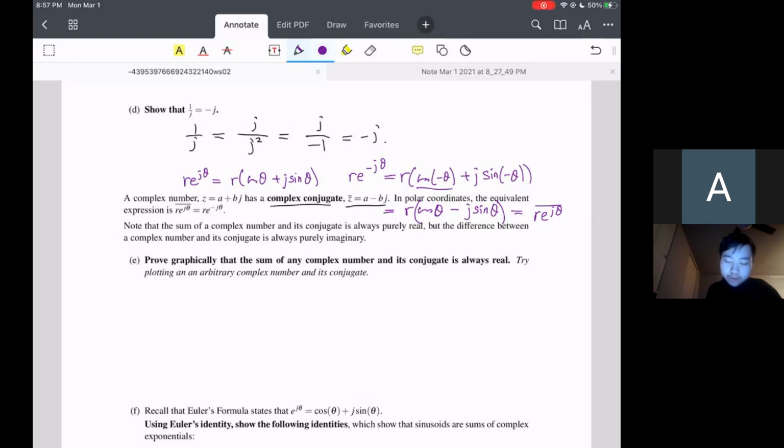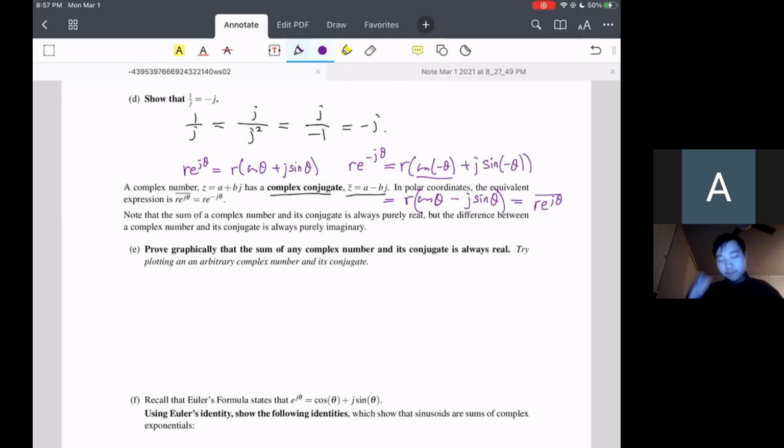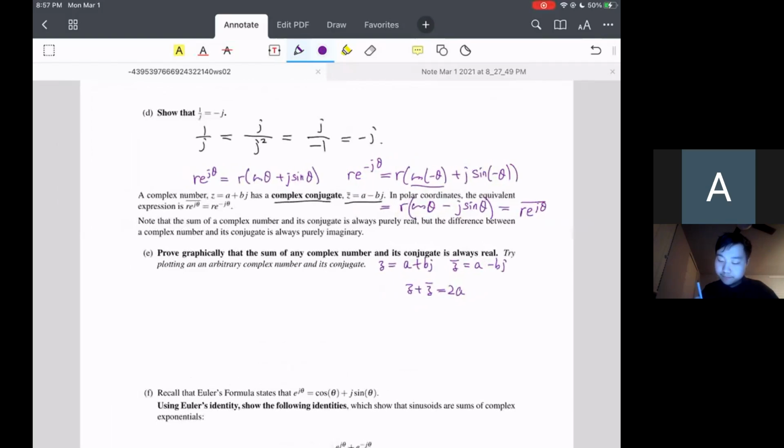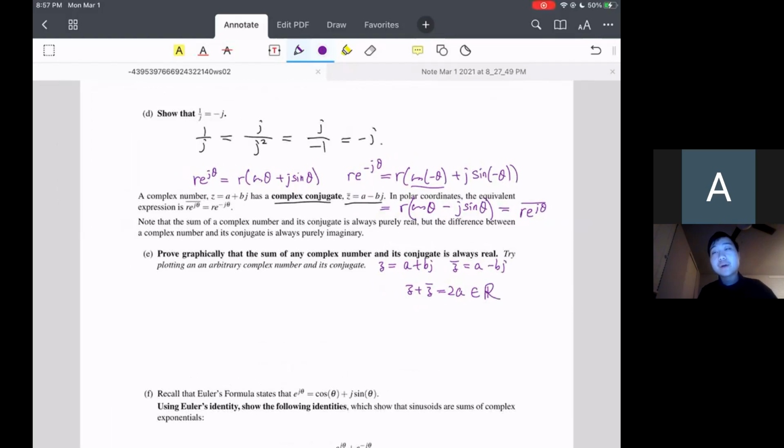All right. So we want to prove graphically that the sum of any complex number and its conjugate is always real. I mean, if we were really trying to prove it algebraically, just write out the rectangular form, which is equal to a plus bj. And its conjugate would then just be a minus bj, and their sum must be 2a, which is real, because the imaginary parts just cancel out.